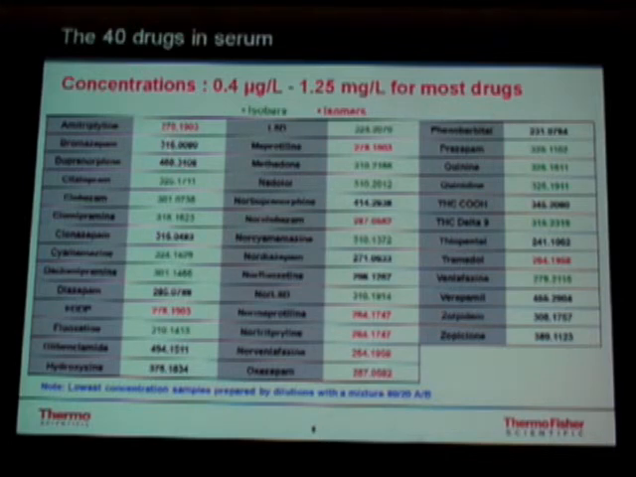Now, these color-coded ones are either isobaric molecules or isomers. So, for example, let's just take one example: 325.1711, and there must be a 325.1102. So these are isobaric when it comes to a nominal mass instrument. Now we ran this from 0.4 micrograms per liter to 1.25 milligrams per liter.